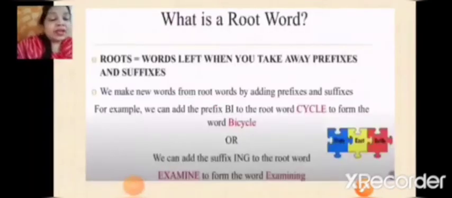Now children, it's very important to first understand what you mean by a root word. Roots are the words which are left when you take away prefixes and suffixes from a word.